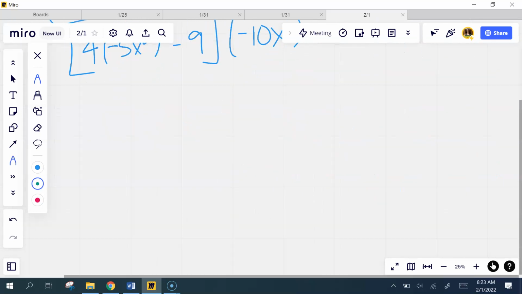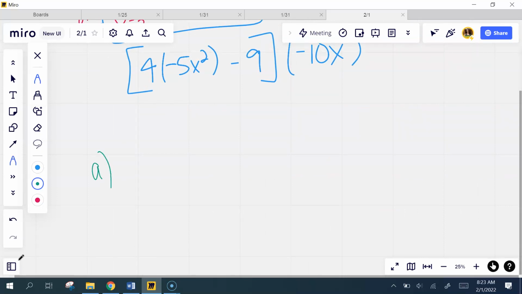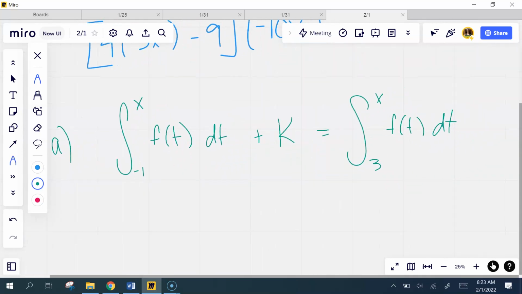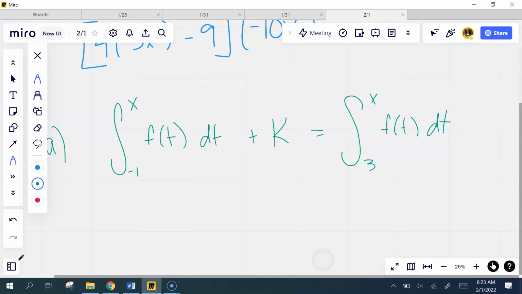And then part A. So you went from negative 1 to x. This one you could not just plug an x in because I'm not taking the derivative here. This is just straight chain rule. It says if this equals from 3 to x, f of t dt, find k. Well, regardless, if these are equal, and I'm finding the antiderivative, when I plug in x, I'm getting the same thing. Do you all agree with that?